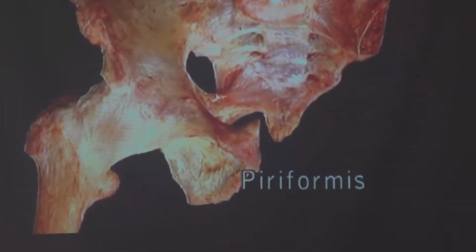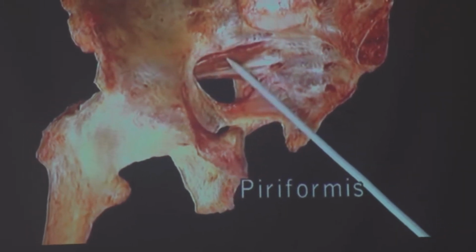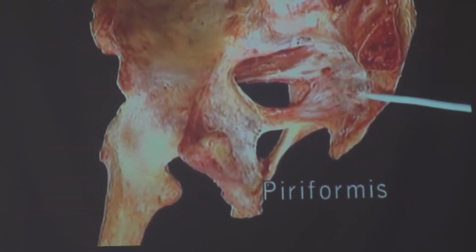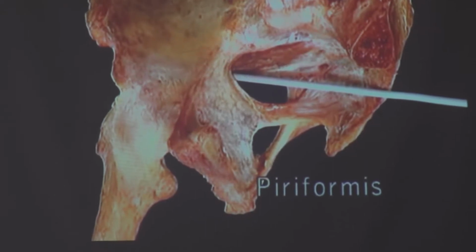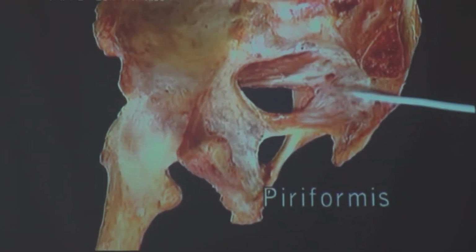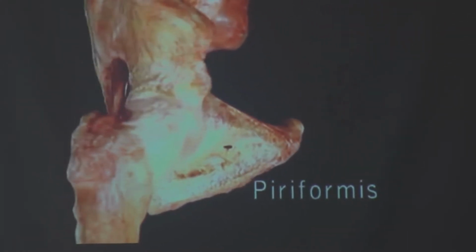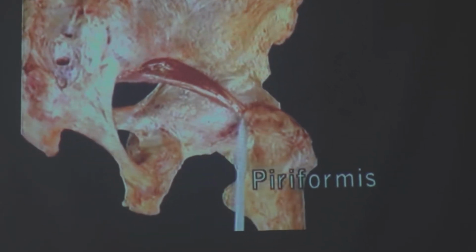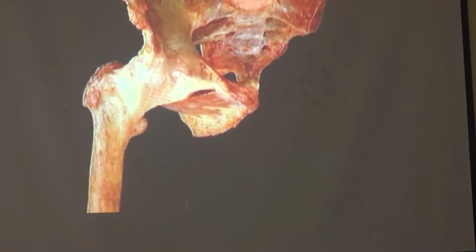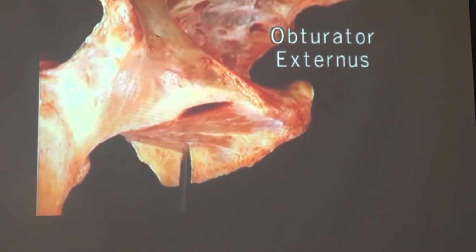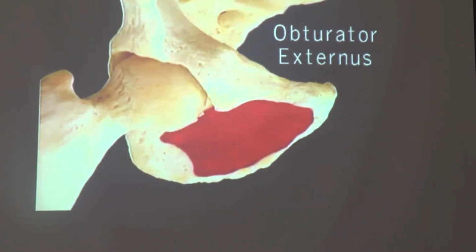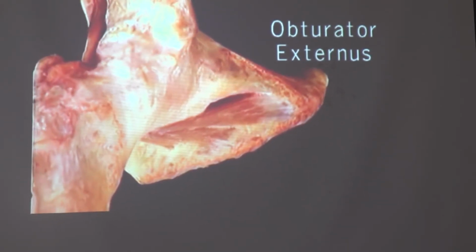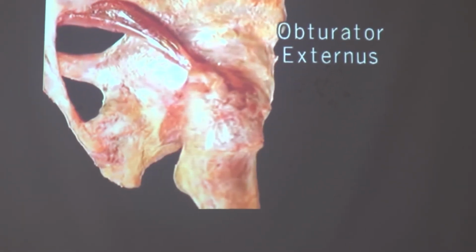So the following are the short external rotators. The first muscle is the piriformis, which attaches from the anterior aspect of the sacrum, and it gets attached to the greater trochanter medial aspect. So it traverses through the greater sciatic foramen and gets attached to the greater trochanter medial aspect in the upper part. So next muscle is the obturator externus, which extends from the external part of the obturator foramen, and then it traverses under the neck of femur, and it has attachment just distal to the piriformis.